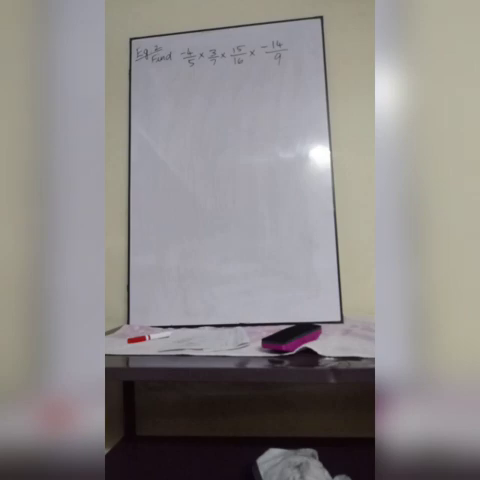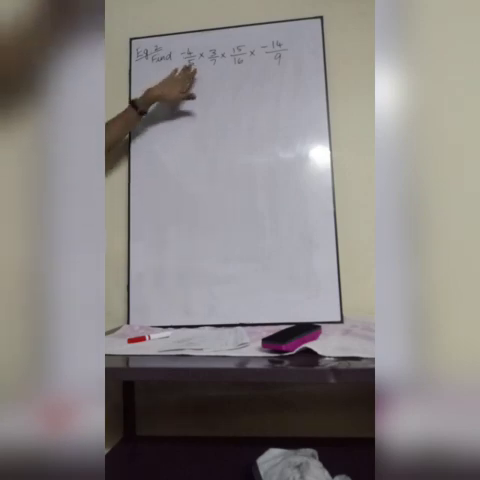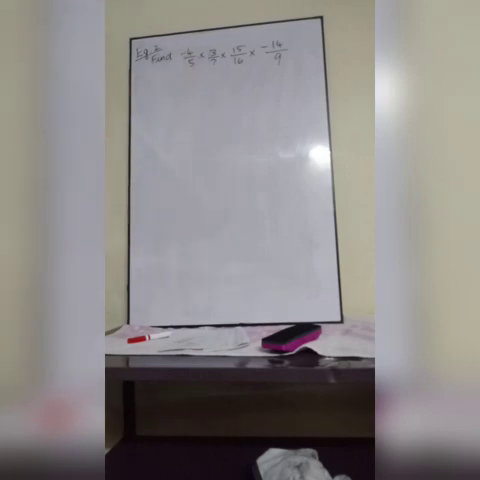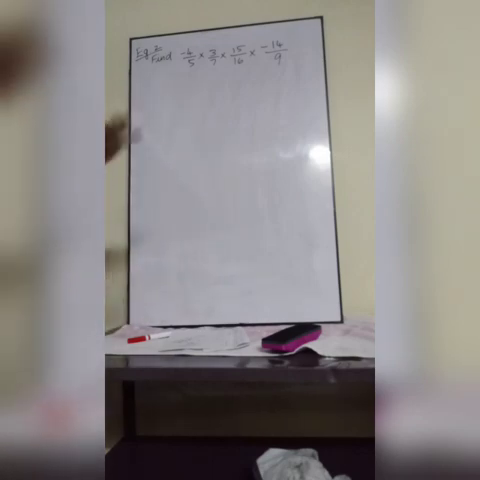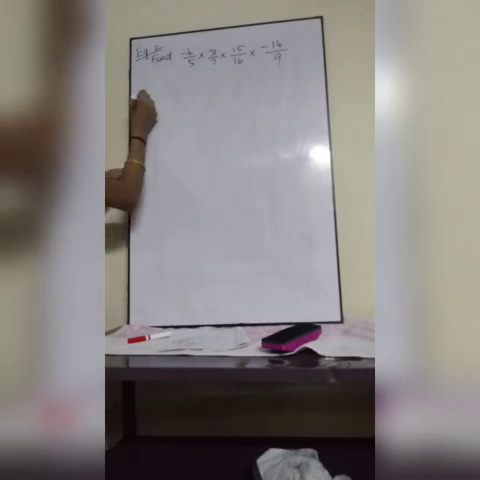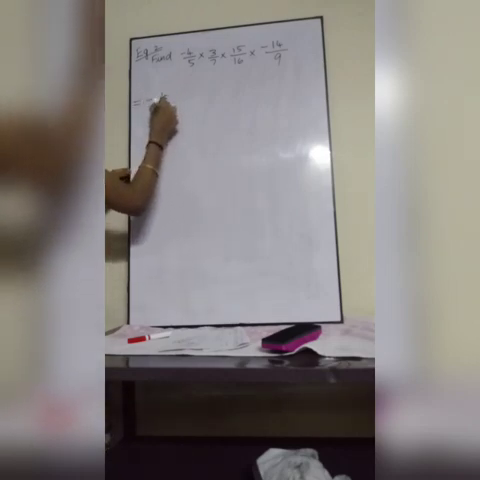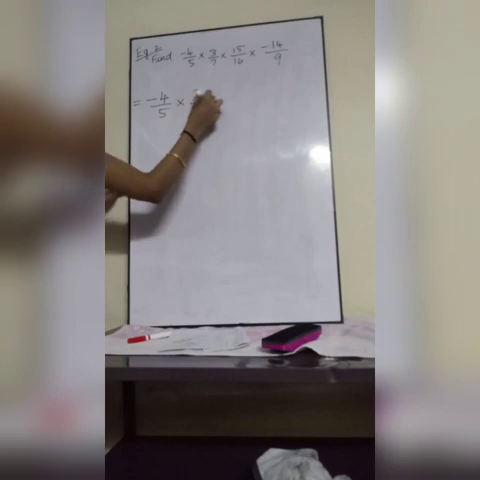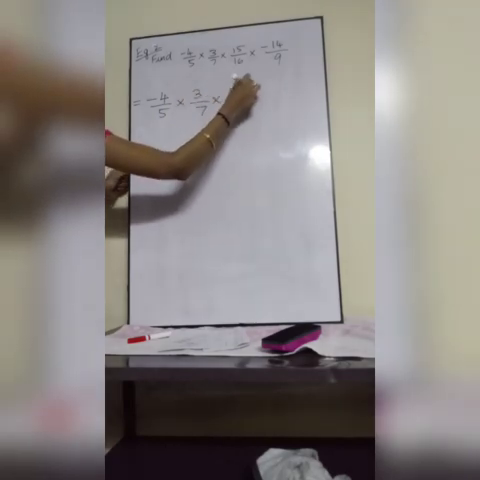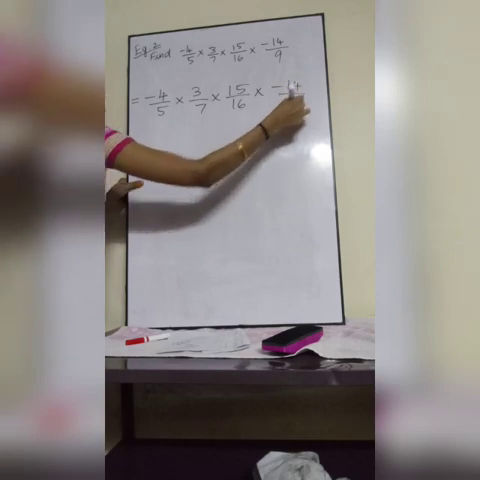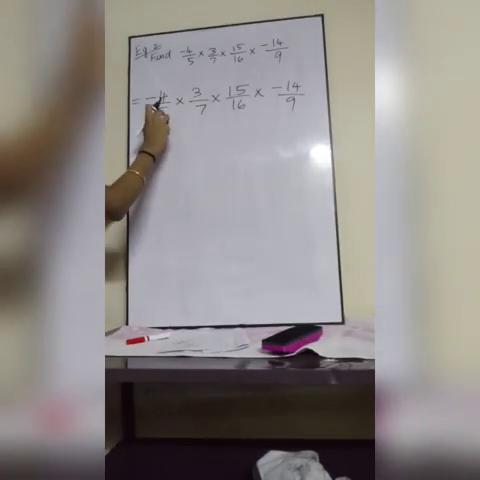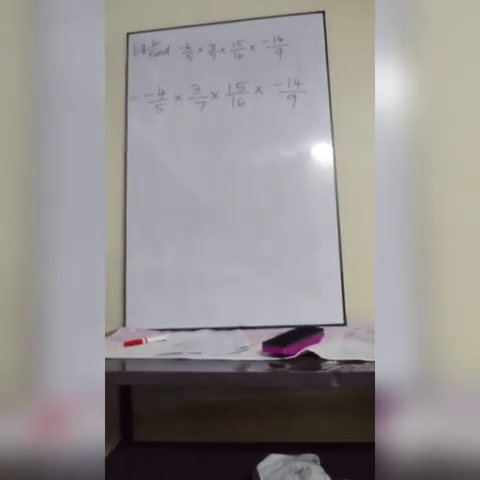Next is your example number 2. Here what have they done? They have asked you to multiply the rational numbers. That's all. While doing multiplication, you can do simplification in between, then also you can multiply. So I am going to do the same thing here. Minus 4 by 5 into 3 by 7 into 15 by 16 into minus 14 by 9. See, here and here we can cancel like this. We can do the simplification, right?